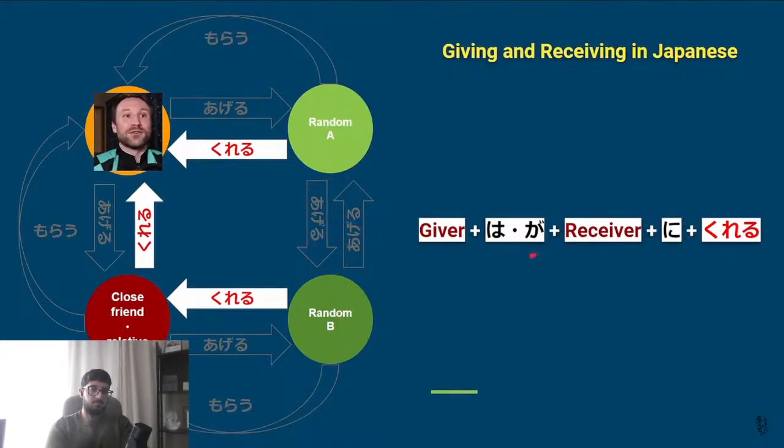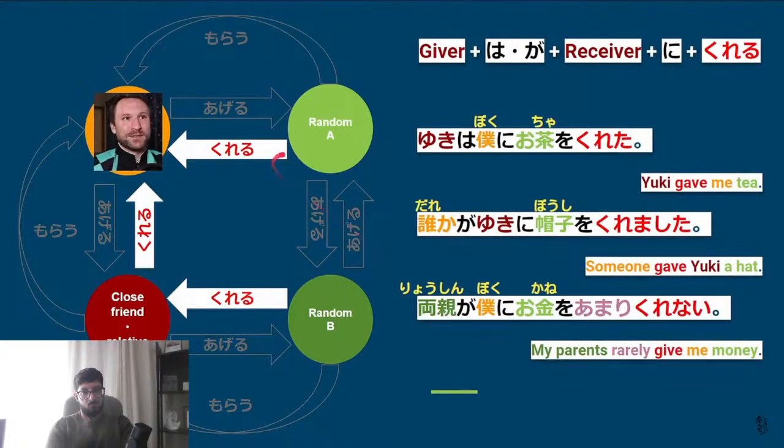So, giver wa receiver ni kureru. So, for example, random A wa boku ni kureru. So, random A gives something to me. Yuki wa boku ni kureru. Yuki gives something to me right here. Random B wa close friend Yuki ni nanika kureru. Give something to her. And also all of these situations, the item that they're giving is going to be marked with the O particle.